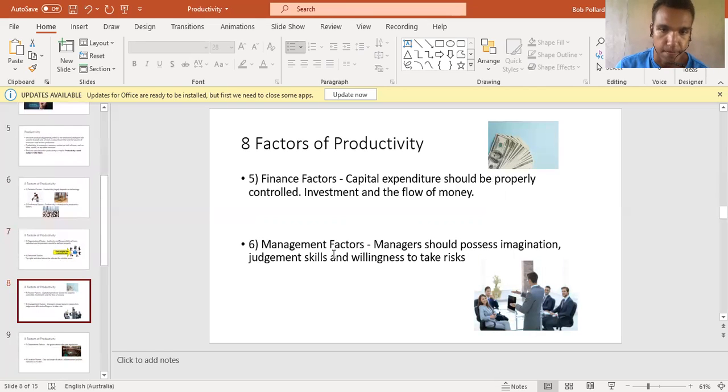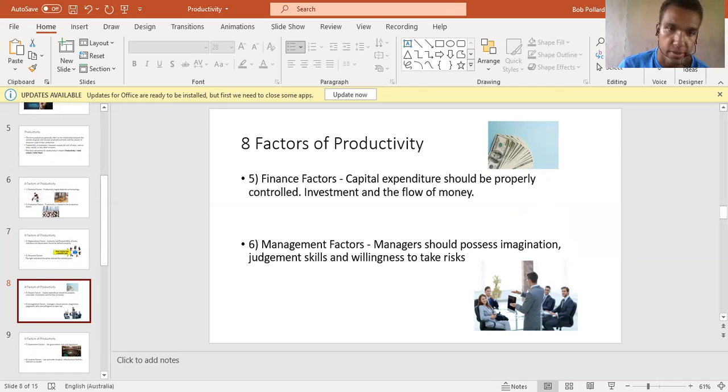The sixth factor. Managers should possess imagination, judgment skills, and willingness to take risks. Productivity of organization rests on the management factors. The management of organization should be scientific, professional, future-oriented, sincere, and competent. They should make optimum use of the available resources to get maximum output at the lowest cost.